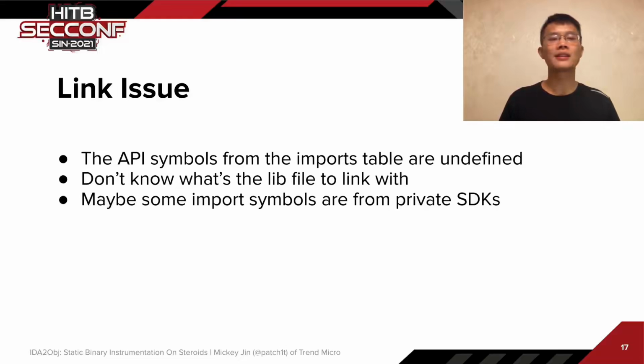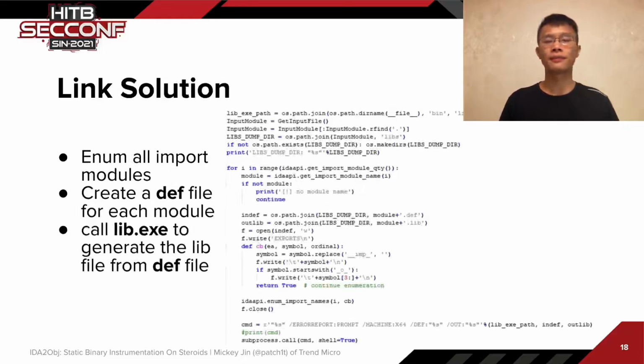Fortunately, I found that lib.exe from the Visual Studio toolkit has the function to generate lib files according to the DEF file. So this is the solution for the link issue. I just enumerate all imported modules, create a DEF file for each module, and write the import symbols into the DEF file. Finally, call lib.exe to generate the lib file from the DEF file. After the linking stage, we got a new binary.